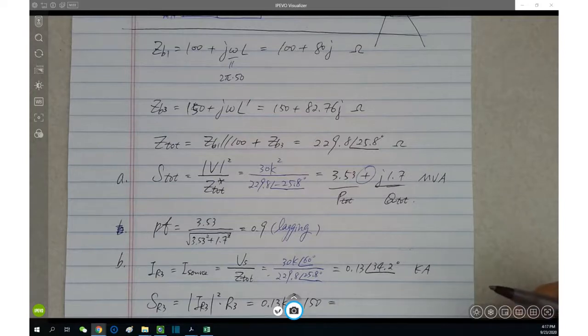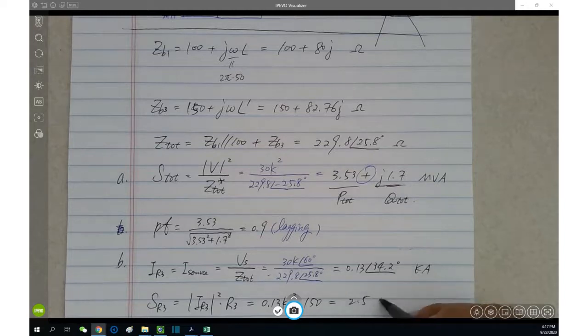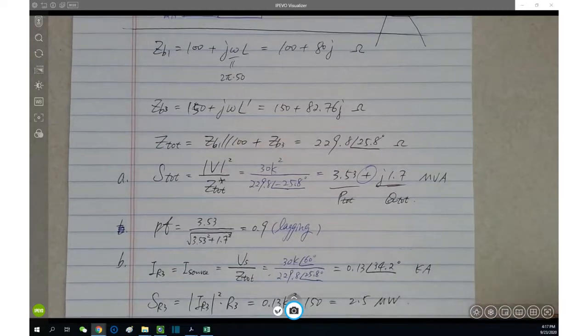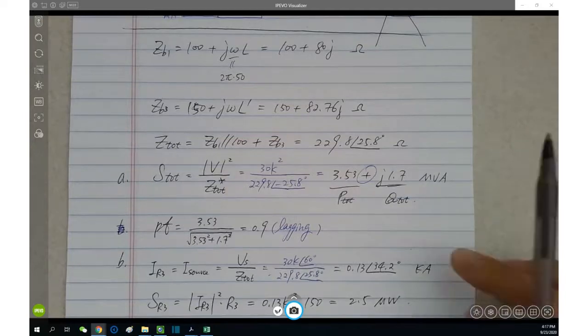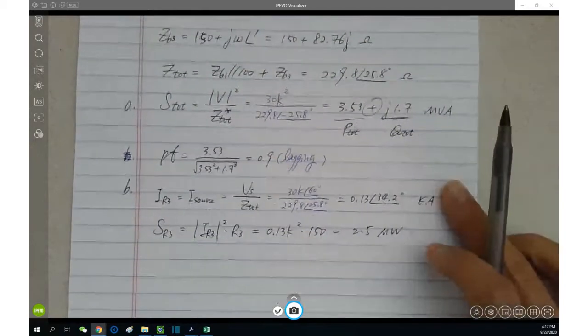All right, so here we got basically 2.5 megawatt as the answer. And no reactive power, because this R3 is purely a resistor, purely resistive load.